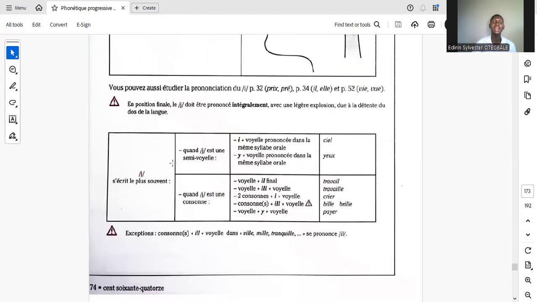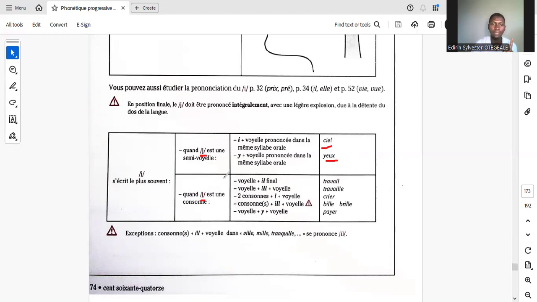Now, the thing is, what are the graphies? It gets interesting here. Y est une semi-voyelle. How do you realize that? And when it is semi-consonant, how do you realize that? So it revolves around vowel and consonant. Now for the vowel, when you have letter I plus a vowel, you have that particular phoneme, yi. Y plus a vowel, you have yi. Example, ciel, yeux. That is at the level of vowel because it's semi-vowel, semi-consonant.